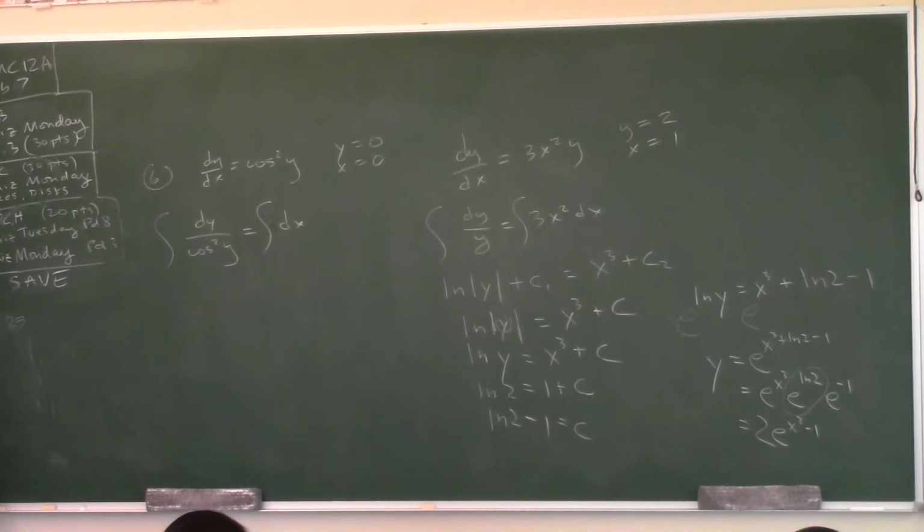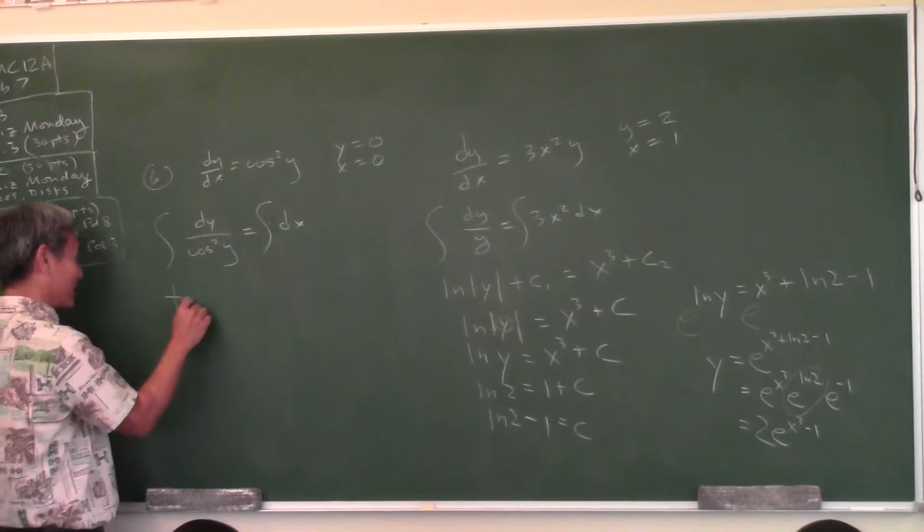Okay, what's the left one? The other class had problems with the left one. What's the integral of 1 over cosine squared y? Okay, so therefore, what is 1 over cosine squared? Secant squared, is that on the list? Yeah, it's just tangent y, that's right.